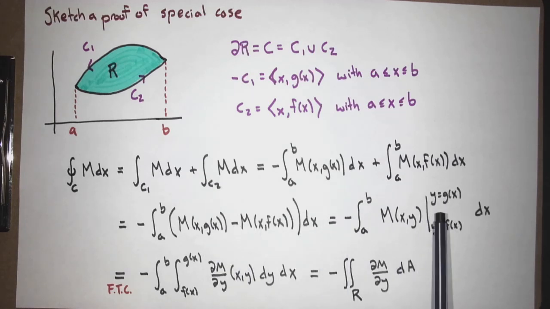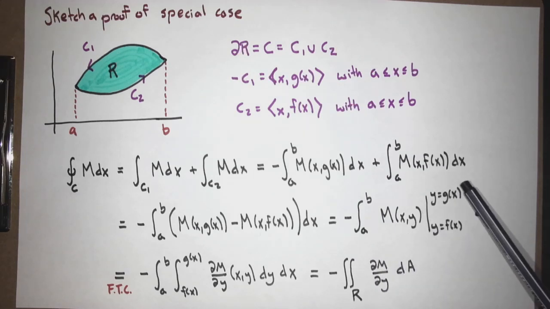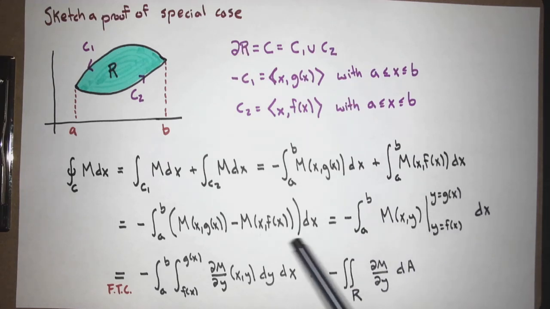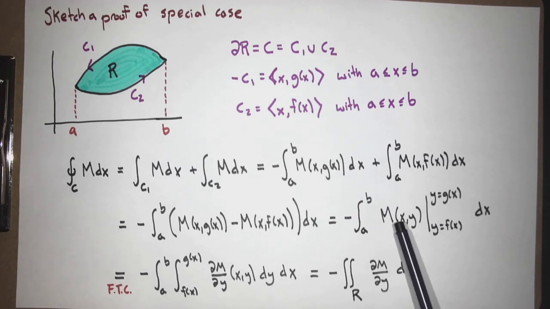Think about going backwards. If I have M of x, y and I evaluate at g of x, subtract evaluate at f of x, then I'd get to here. And say, oh, how do I get to this kind of evaluation? Well, I'd integrate with respect to y the derivative of y. So this is the fundamental theorem of calculus. So Green's theorem is the fundamental theorem of calculus.